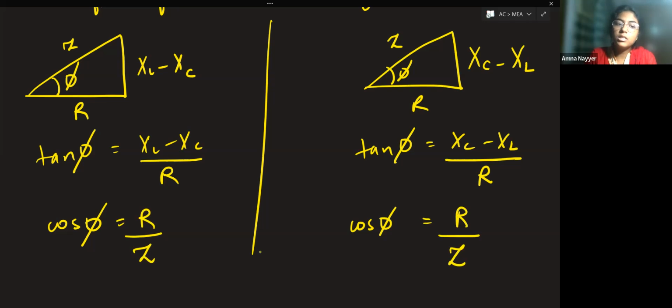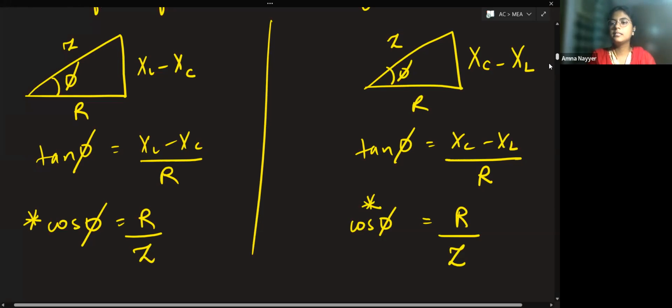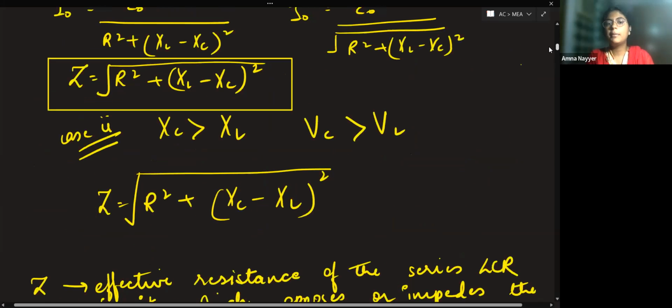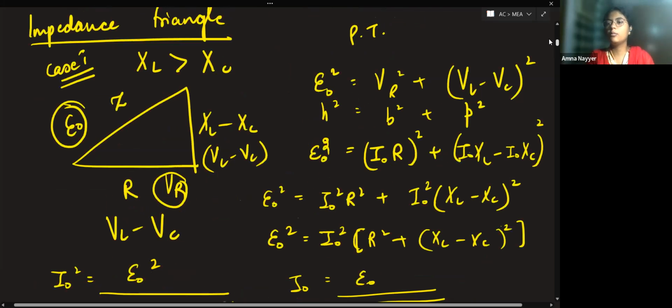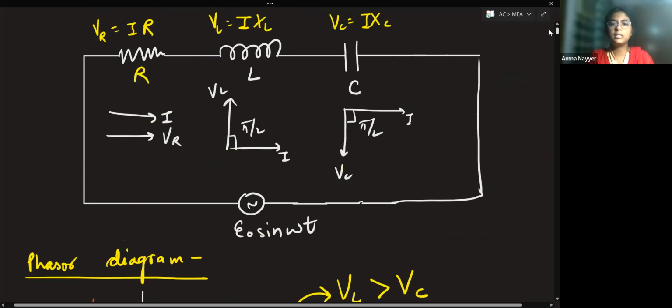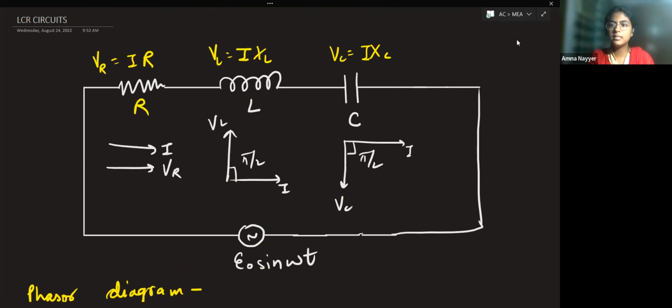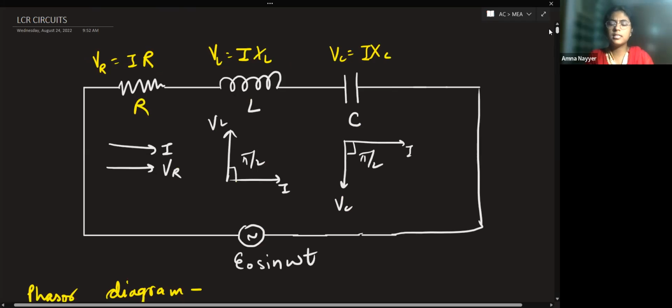And cos phi is important. When we'll be doing power, cos phi will again come. This is tan phi's formula. Clear till here? The rest of the things, resonance and all, we'll discuss later. But mainly you have to understand, I'm repeating it once again. This is LCR circuit. The rest of the things we have discussed is same.